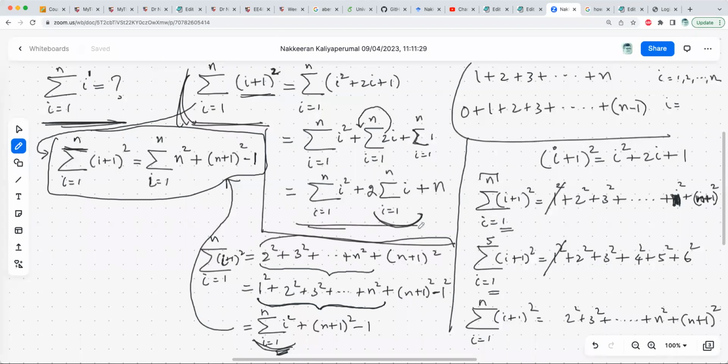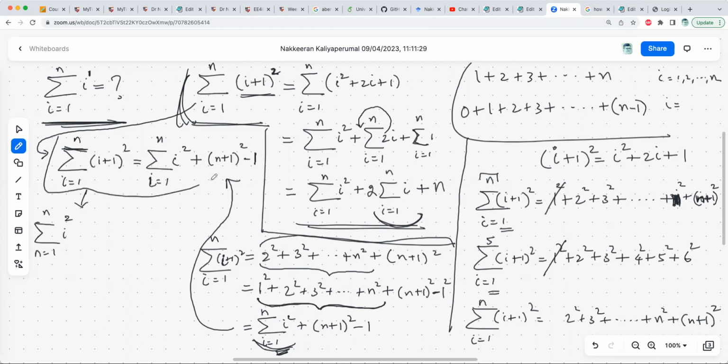So now we know that this side can be written as the summation of i squared. Here there has to be a simple mistake. Let me erase that. This is an i. Do you get that? The running variable is i. Yeah, I put an n.